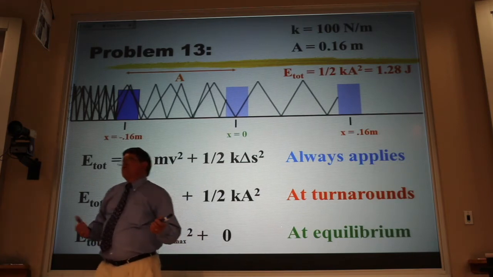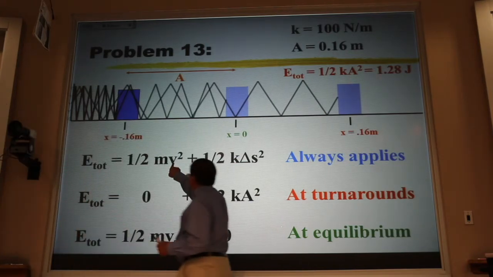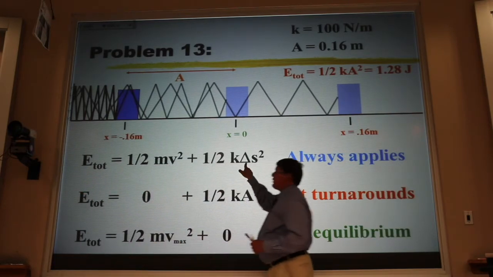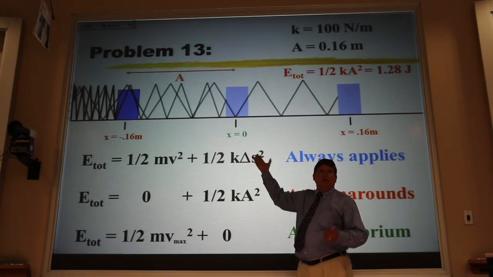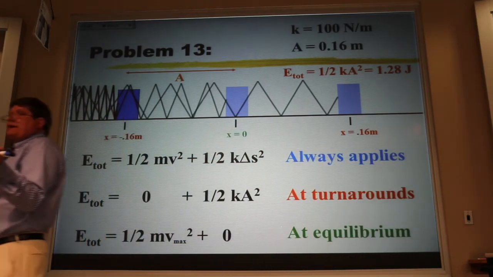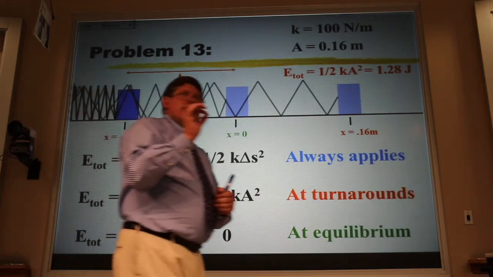I could also ask you, if this block is going at 3 meters per second, how far is it from equilibrium? In that case, you would plug in 3 meters per second here, 1.28 joules there, and you would solve for how far it is from equilibrium. And because this is a square, you would get two answers. You'd get a positive answer and a negative answer. That's because it would be going that fast whether it was to the left of equilibrium by that much or to the right of equilibrium by that much. Either way.